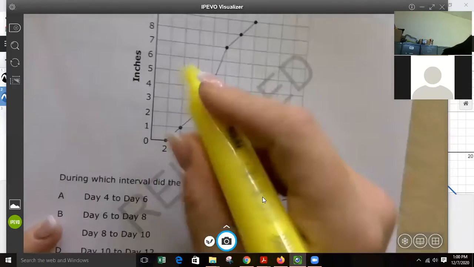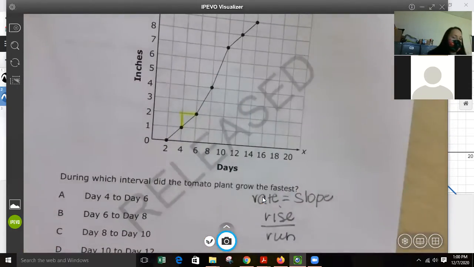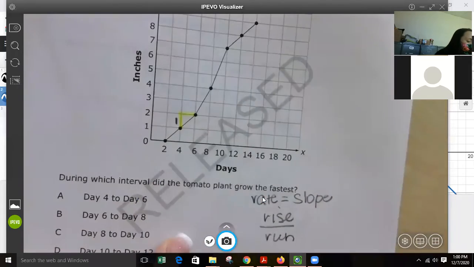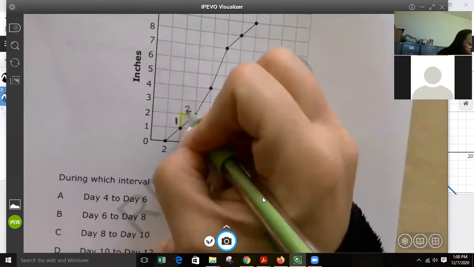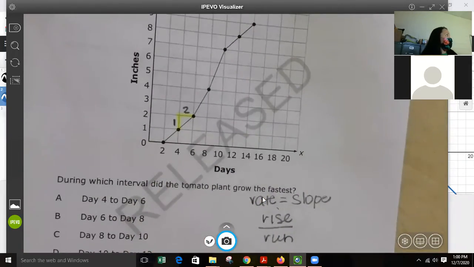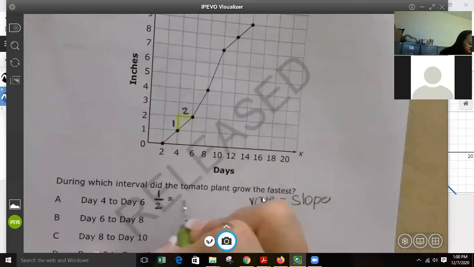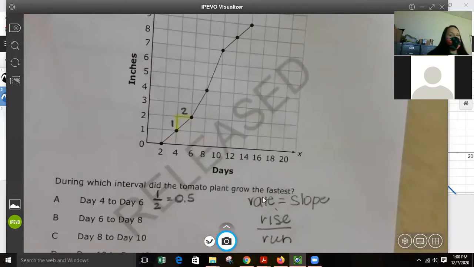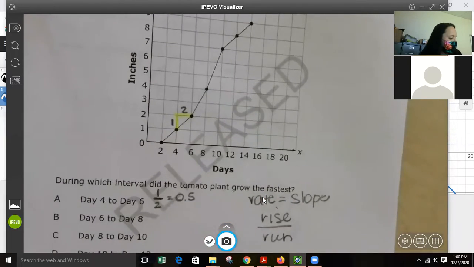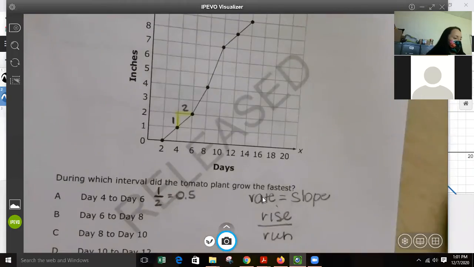So we're looking from day 4 to day 6. I'm gonna change colors every time. Okay. I went up 1, but I went over 2. You guys see that? Make sure every over is going to be 2. So I did rise 1, run 2, which is 0.5. Again, we're looking for the fastest. Okay. Then we're going to do 6 to 8.